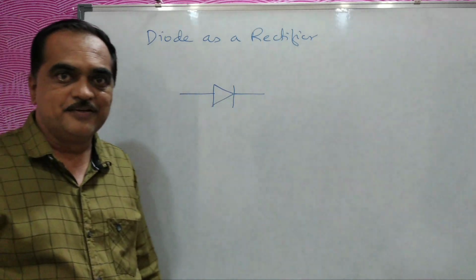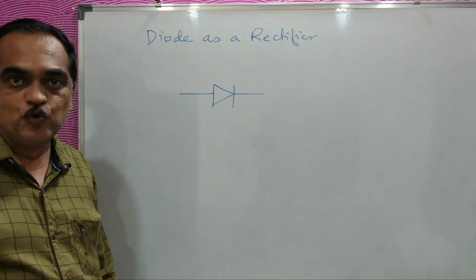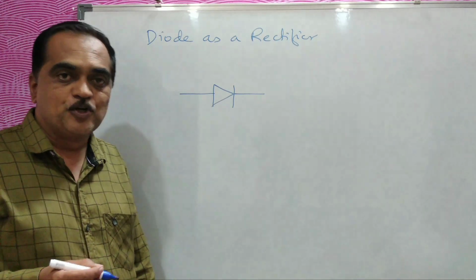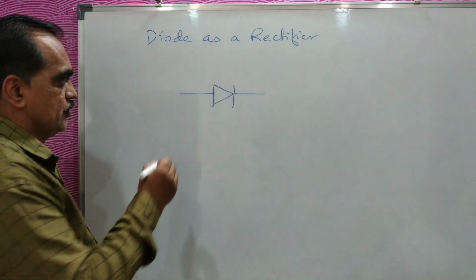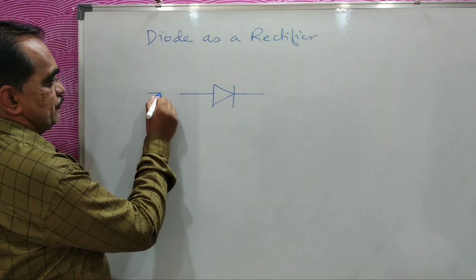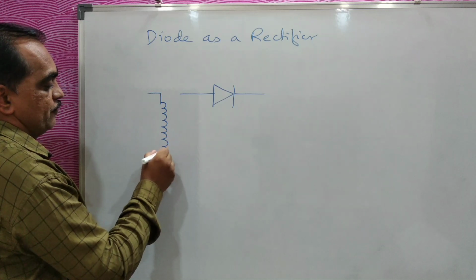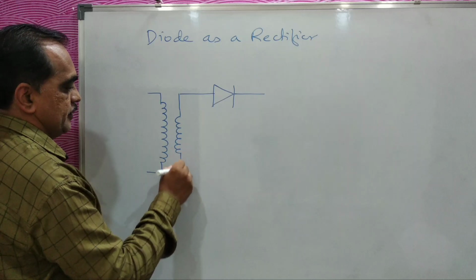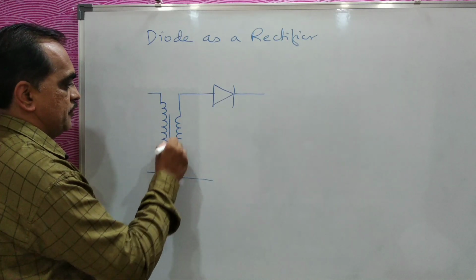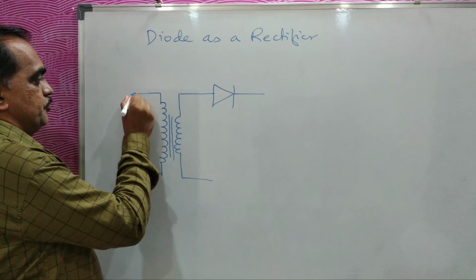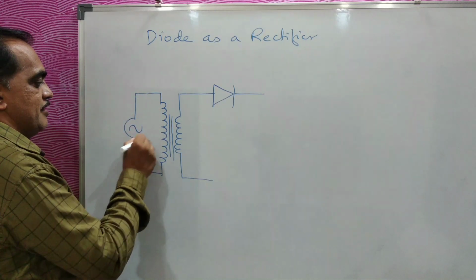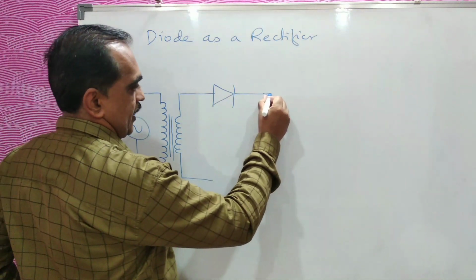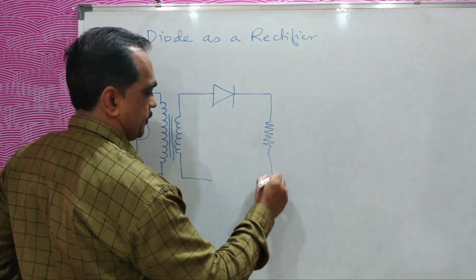Here, if you take a diode, then you should apply the diode with an alternating voltage, and to apply that we will use a transformer, a step down transformer. This is the primary of the transformer. This is the secondary of the transformer. The input to this transformer will be an alternating current, AC voltage. And here you have a diode, and here you can show the load.